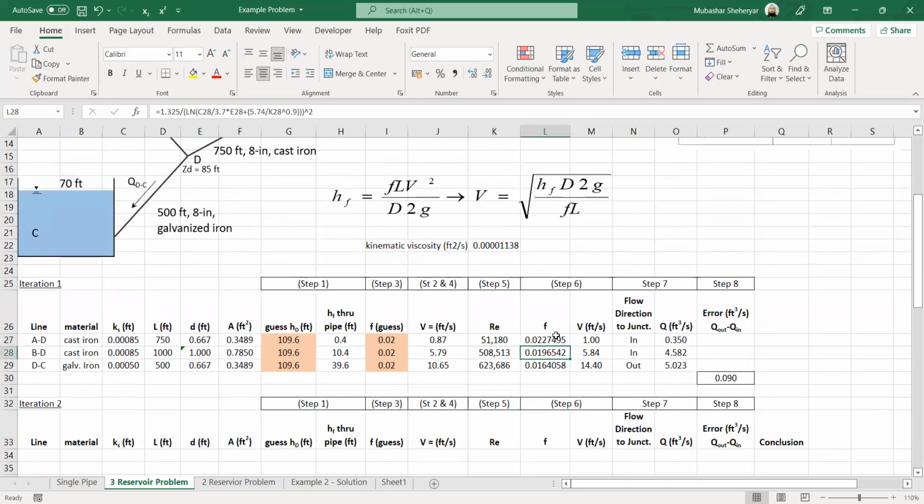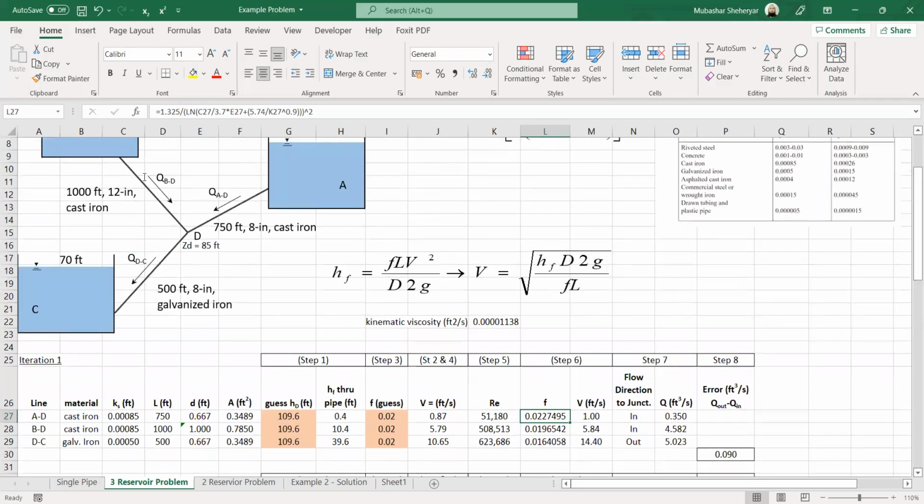After calculating the friction factor, we will again calculate the velocity, and then we will calculate the flow through each pipe. As we know, at junction D, the flow from BD and AD are acting as inflow, while for DC it is acting as outflow. Therefore we are mentioning the direction of flow in each pipe.